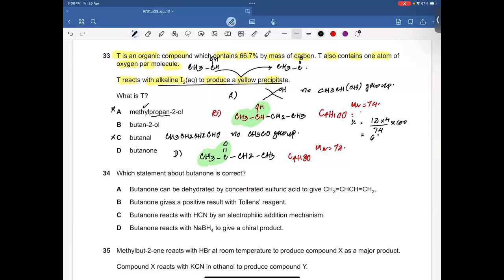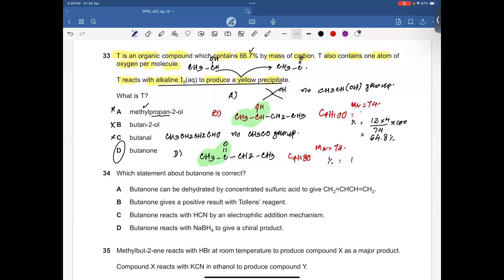This is going to be 64.8%. The examiner is asking for 66.7, which means it is also incorrect, and therefore D is going to be the right answer. But let me give you the calculation for D. We need to find out the percentage by mass of carbon in D, that is in butanone.